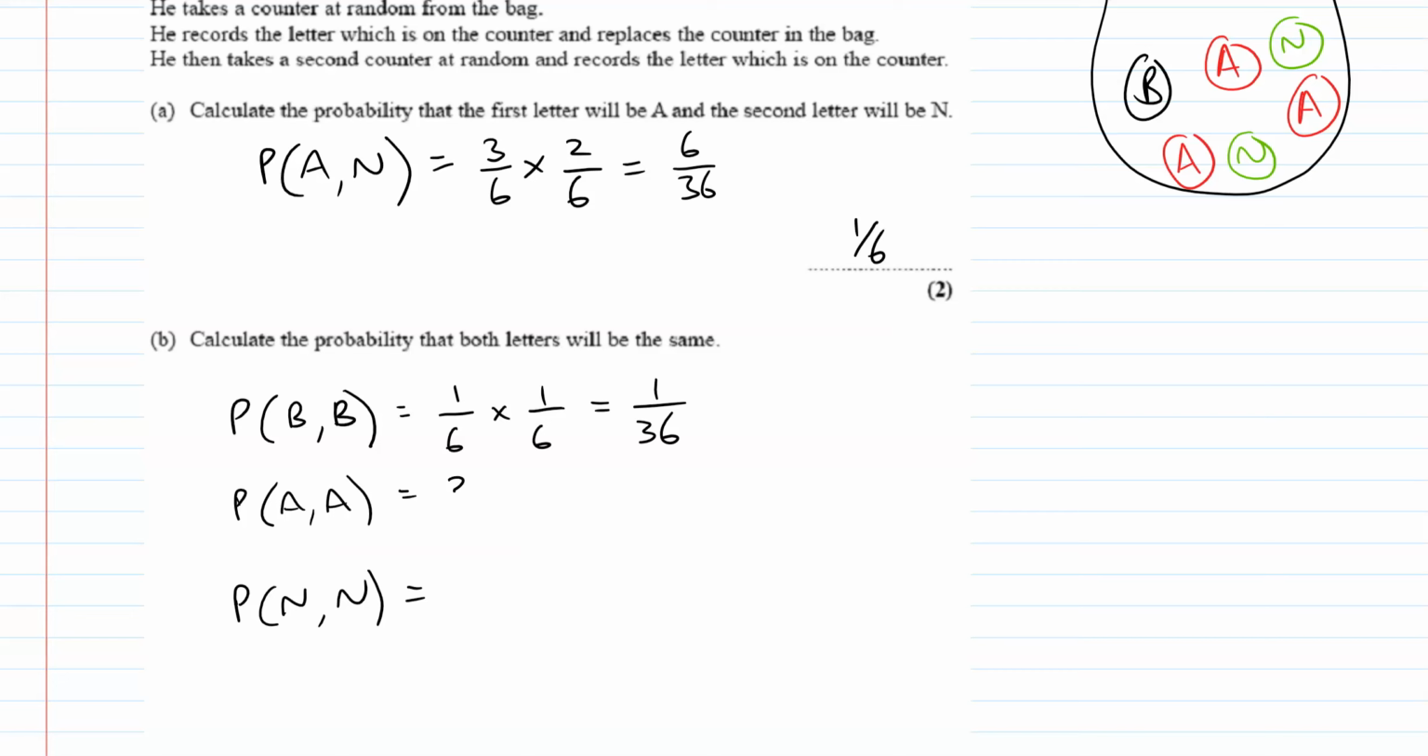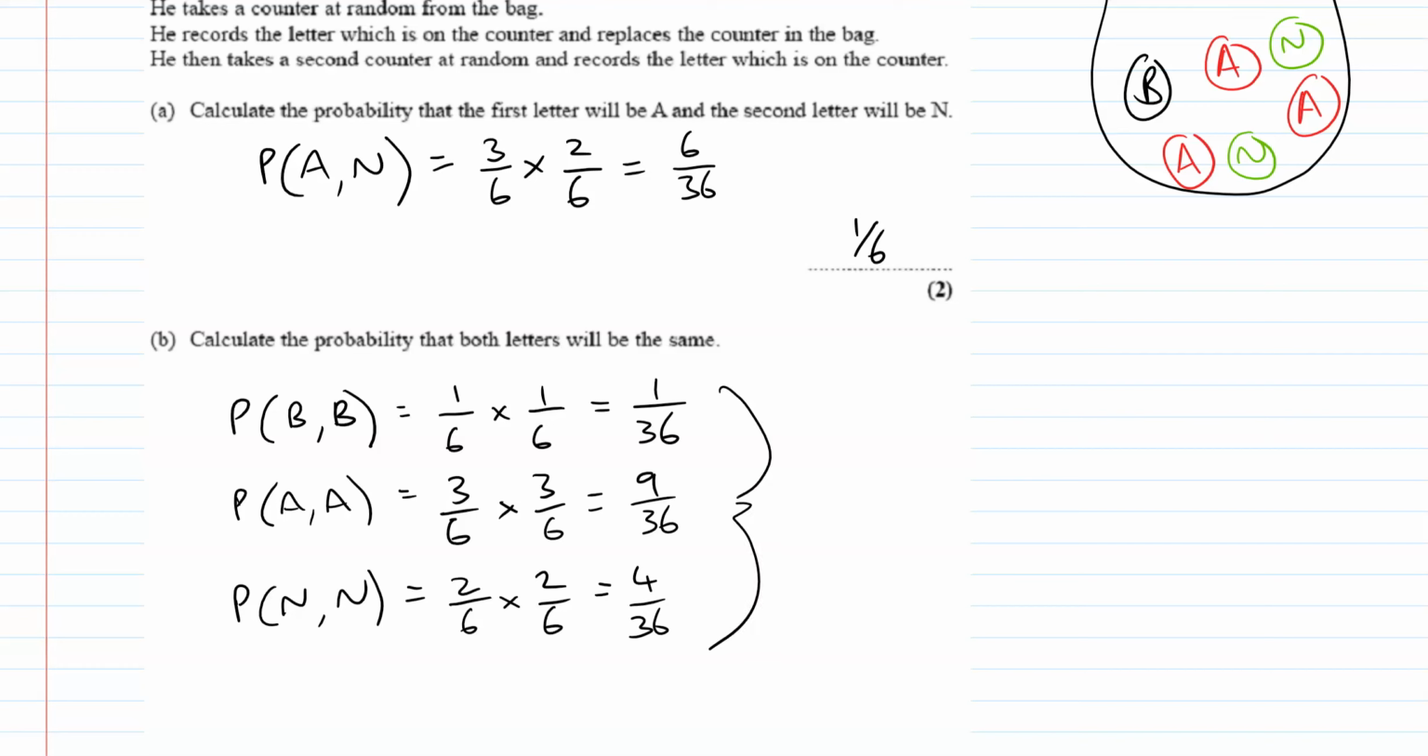Probability of getting an A first is 3 out of 6. Put it back in, so it's still going to be 3 out of 6. And the probability of getting an N, there's 2 N's and 6 in total. 2 N's when you put it back in. So that's 4 out of 36. And then all these are ways of getting both letters the same.